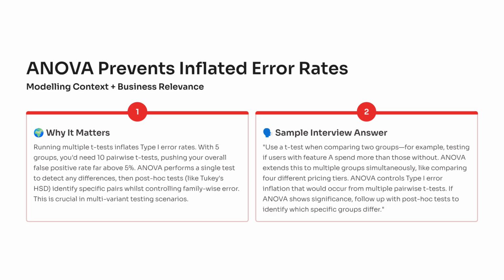I'd use a t-test for comparing 2 groups, for instance, users with versus without a new feature. But when comparing 3 or more variants, I'd use ANOVA. It controls type 1 error inflation and ensures more reliable results. If ANOVA finds significance, I'd follow up with post-hoc tests to see which groups differ. That shows you're not just running tests, you understand the statistics behind smarter business decisions.